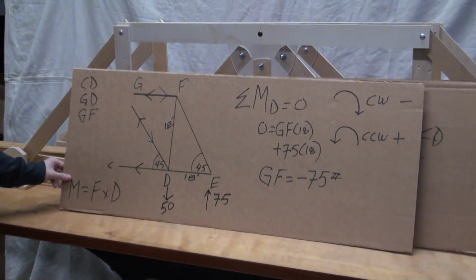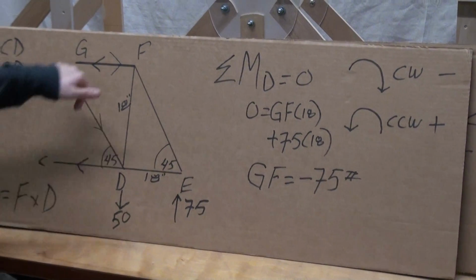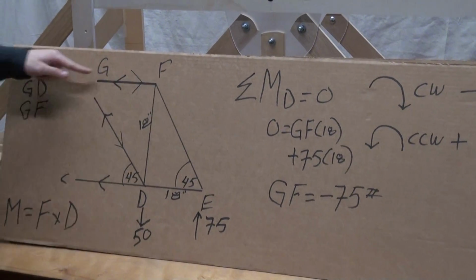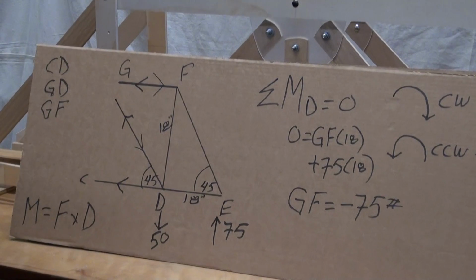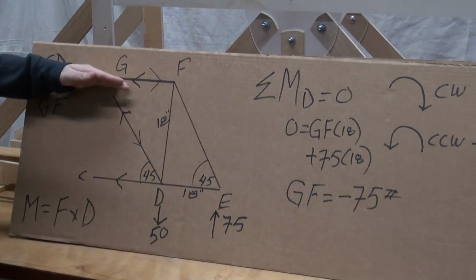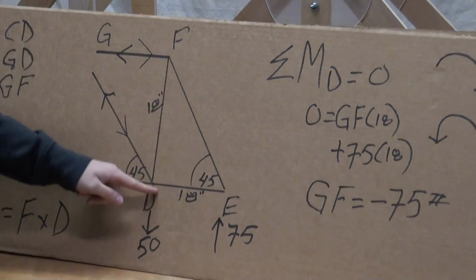Okay, so the first one is GF. Where's GF? Right up there. Okay. Now, the distance from the line of force to D is 18 inches, the shortest distance.